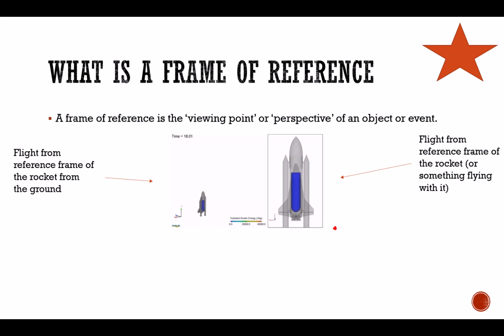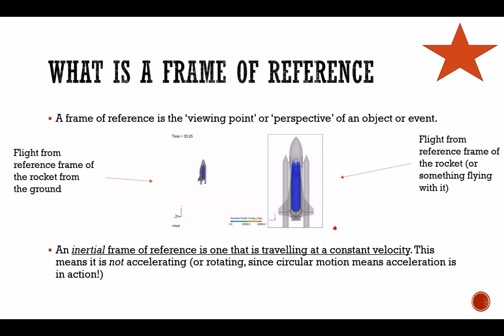There are many, many different frames of reference. Some of them are accelerating, some of them are still, some of them are moving at a constant velocity. There is a very, very special kind of frame of reference that we call an inertial frame of reference. An inertial frame of reference, please write this down, is one that is traveling at a constant velocity.